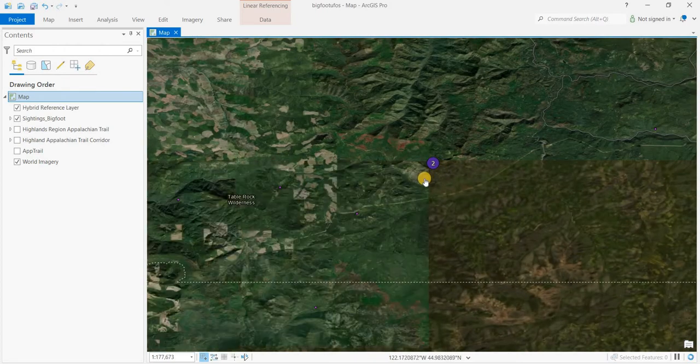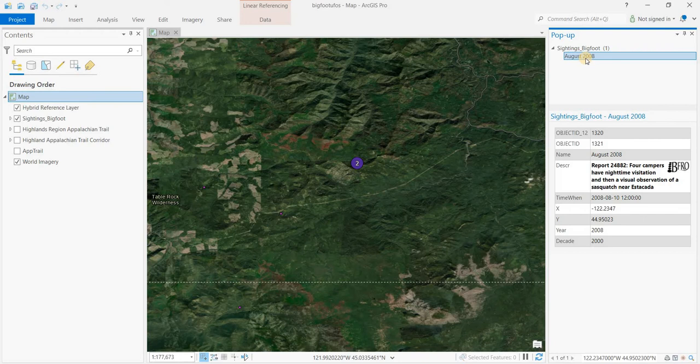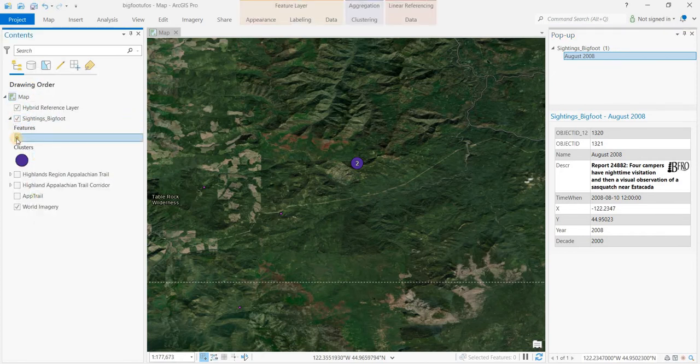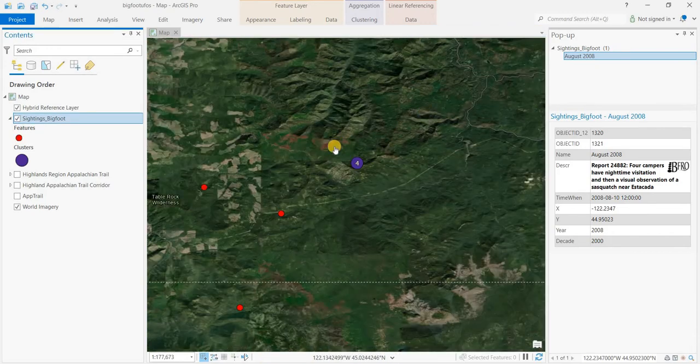into individual points. We have a Bigfoot sighting. August 2008, 4 campers have a nighttime visitation and then a visual observation of a Sasquatch near Estacada. What I'm going to do is go back to this sightings layer. At the very minimum, I want to increase the size of the individual points. Here we go. So then I can see them a bit better.